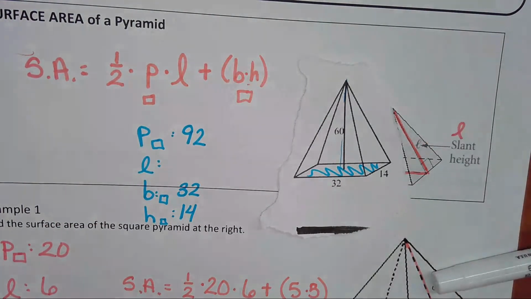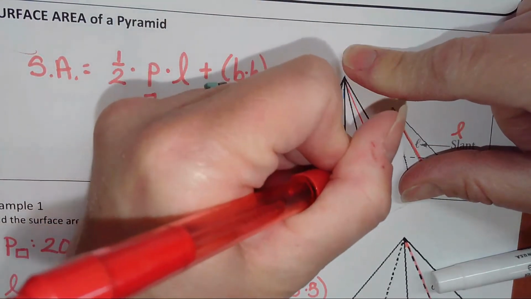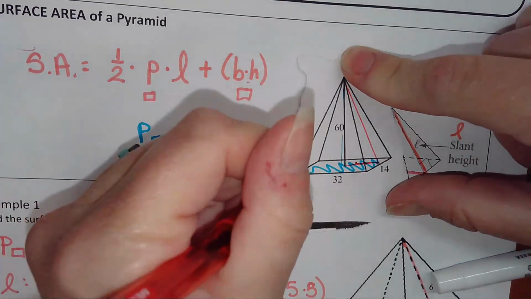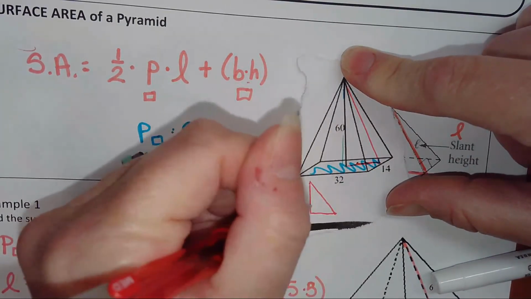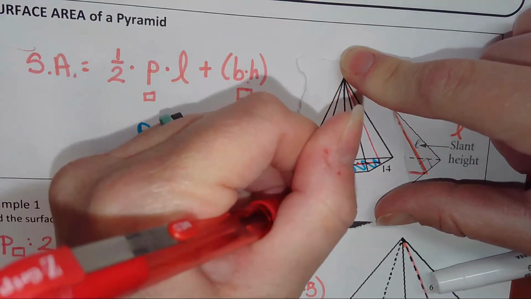When you have to find your slant height, you're going to need to create a right triangle. So if this is my slant height along one of the faces, and that comes over, what I've done is I've created a right triangle. Straight up and down is 60. I'm solving for my slant height.